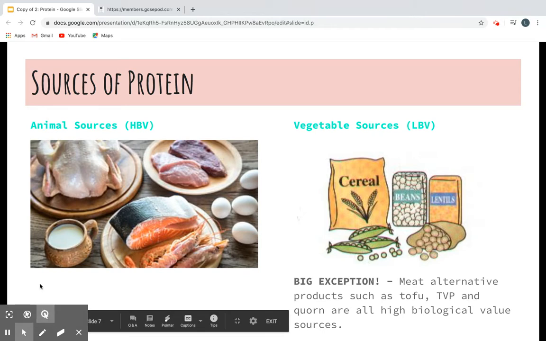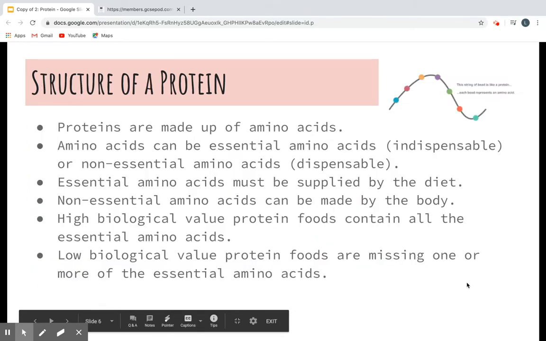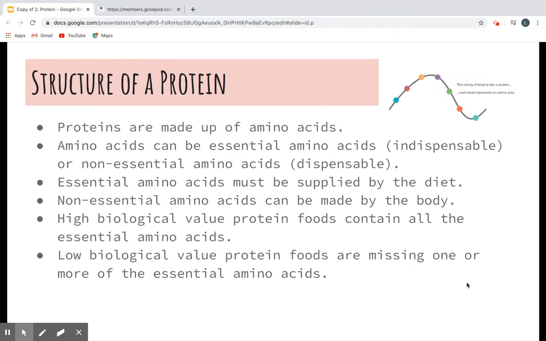So let me just go back, okay, just so we can gather that. I would pause the video here. I would write down this slide as it's very, very important. And I'm just going to talk through it again, okay? So remember, some key points are that proteins are made up of amino acids. These amino acids can be essential or non-essential. The essential need to be gained from the diet. They can come from high biological value protein foods or low biological value protein foods.